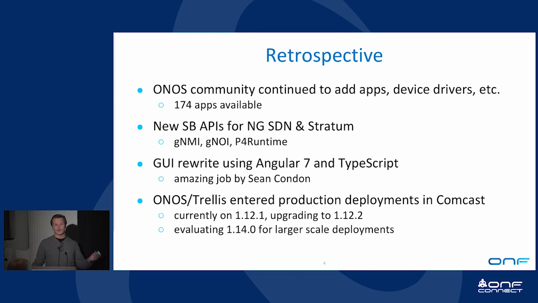And also, last but not least, ONOS and the Trellis application have entered production deployments at Comcast. Currently, they're running on a year-old version of ONOS, 1.12.1 specifically, so it's actually slightly less than a year old, and they're in the process of upgrading to minor release 1.12.2, and they're evaluating 1.14, which is the August version of ONOS, to enter larger scale deployments. So that's just where ONOS has been, at least up until August.